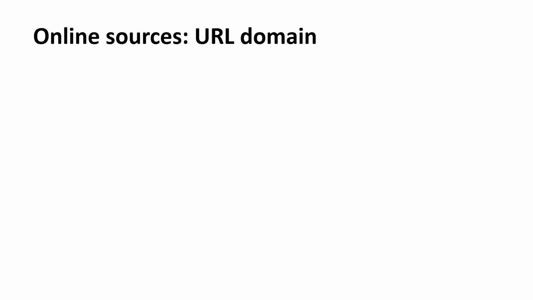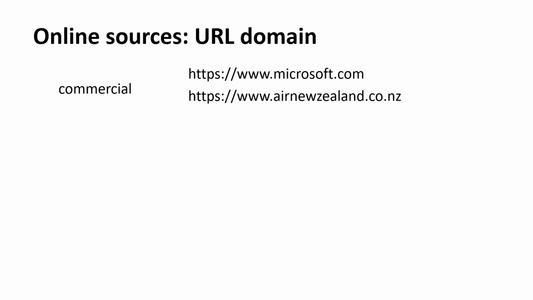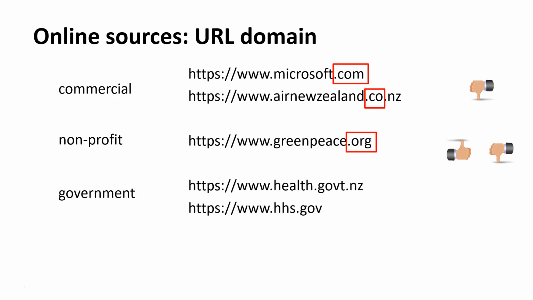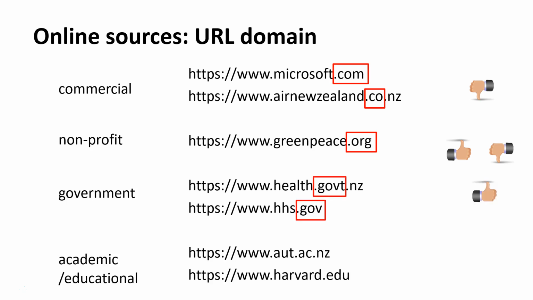For online sources, check the URL domain. If it's commercial, it'll have .com or .co. This might not be a reliable source of information for your assignment. A non-profit organisation has .org. It's probably okay to use, but maybe check the facts. Government sources are good to use, and academic and educational sites are what you'll use most of the time.